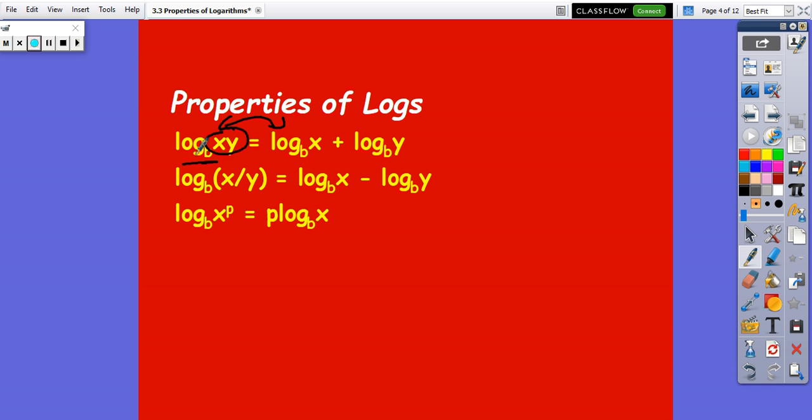If we're multiplying after the log base b, we can split that up into an addition. Make sure you repeat the log base b in front of each of the terms that are being multiplied. If you're dividing, what you'll have to do is subtract. And this really follows the rules of exponents. When you multiply, you add. When you divide, you subtract. And a power to a power, you bring out front and you multiply.